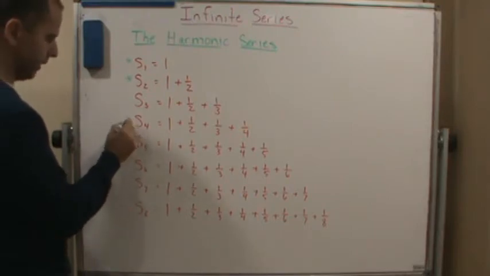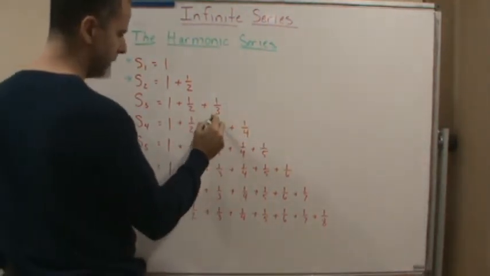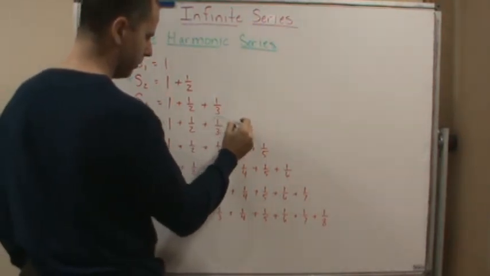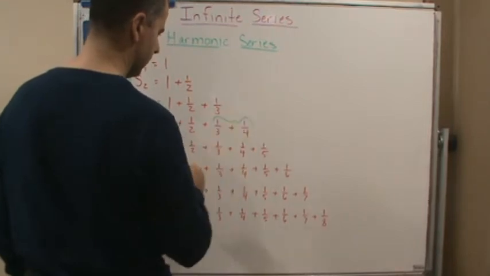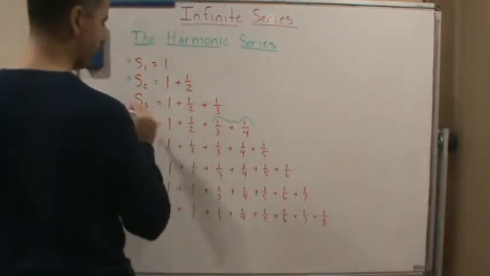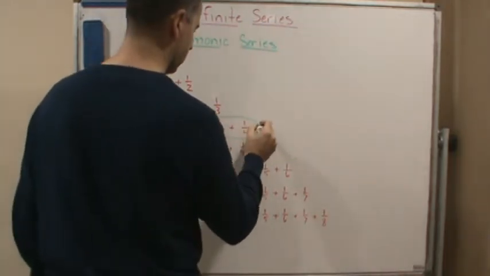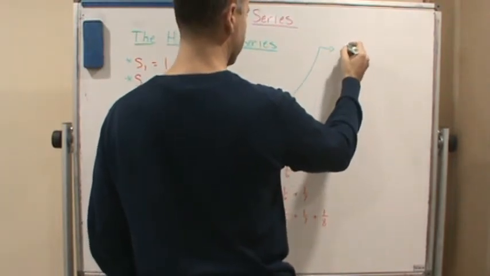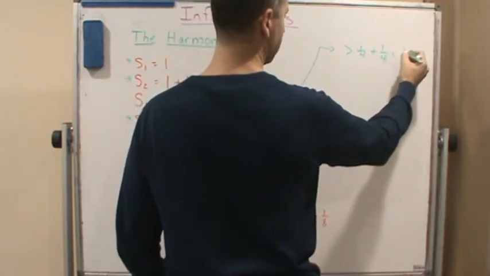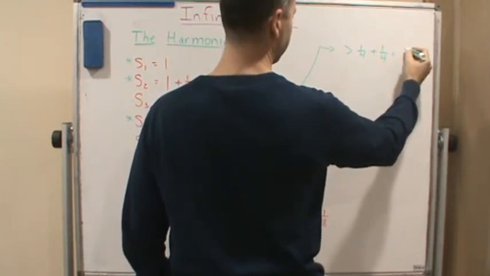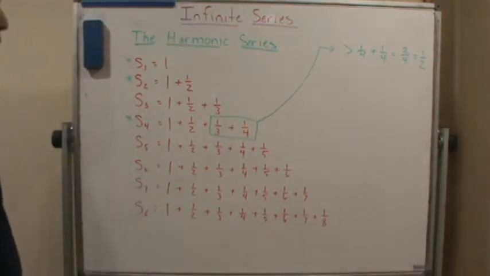Now let's look at s sub 4. We have 1 plus a half plus a third plus a fourth, but notice that this is greater than 1 plus a half plus 1/4 plus a fourth, which equals 2/4, which equals a half, right?